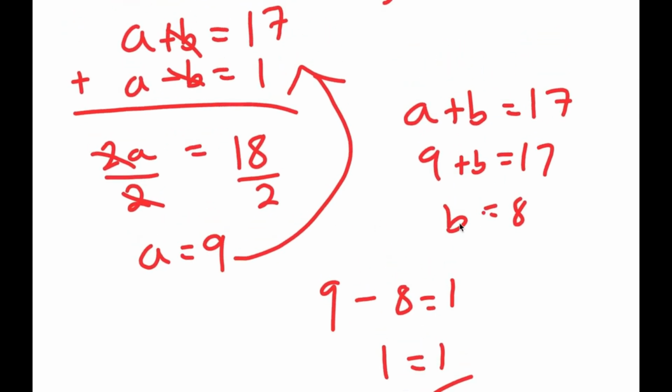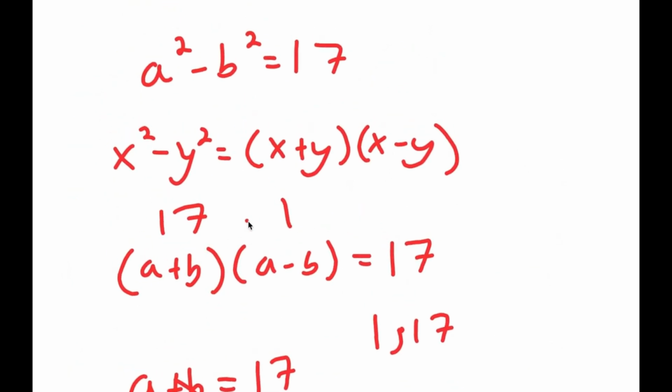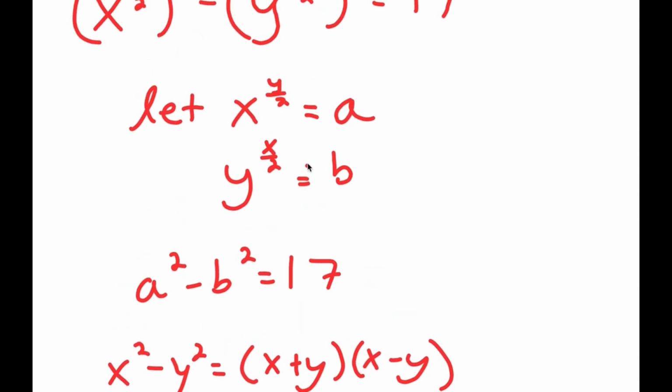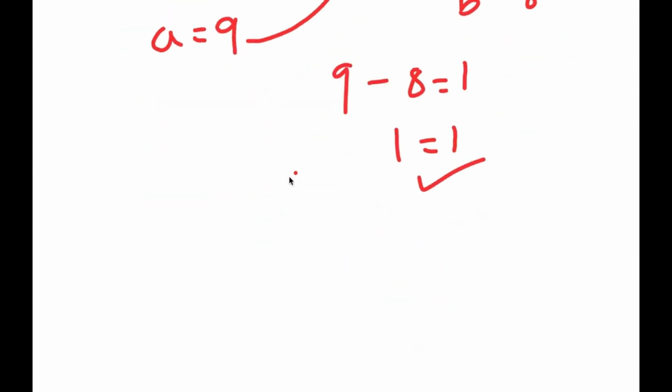So now that we know a is 9 and b equals 8, we can go back here and notice how we let x to the power of y over 2 equal a and y to the power of x over 2 equal b. Meaning x to the power of y over 2 is equal to 9 and y to the power of x over 2 is equal to 8.